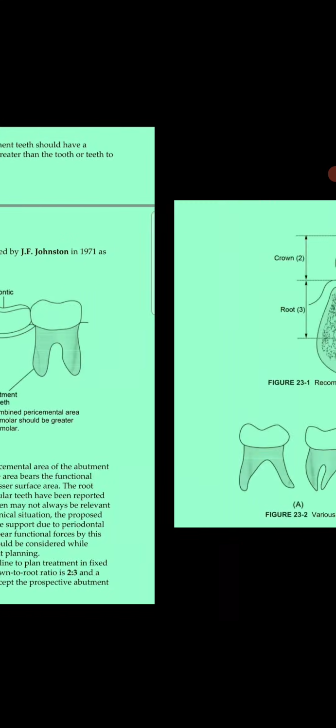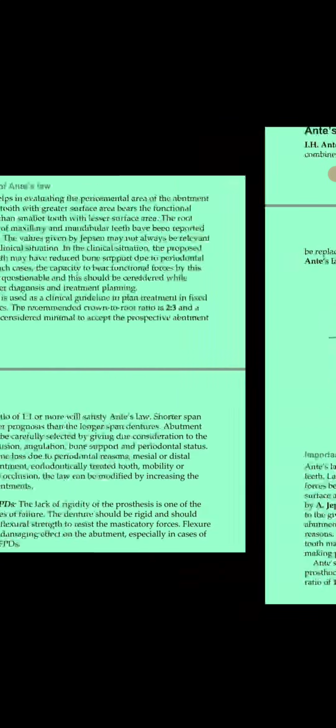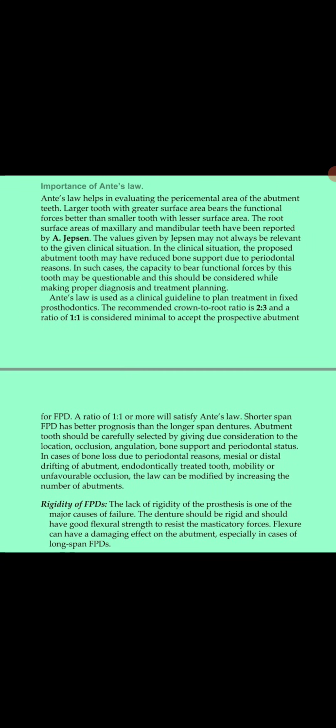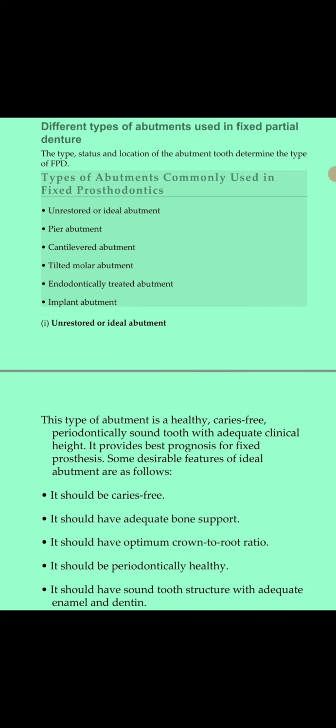Now come to the last factor which affects abutment selection, which is the rigidity of the fixed partial denture. The lack of rigidity of the prosthesis is one of the major causes of failure. The prosthesis should be rigid. The denture should be rigid and should have good flexural strength to resist the masticatory forces. Flexion means bending. Flexure can have a damaging effect on the abutment, especially in cases of long span bridges. As a result, there will be bending of the prosthesis. It should be rigid. Now come to the next part, which is the different types of abutment used in fixed partial denture.